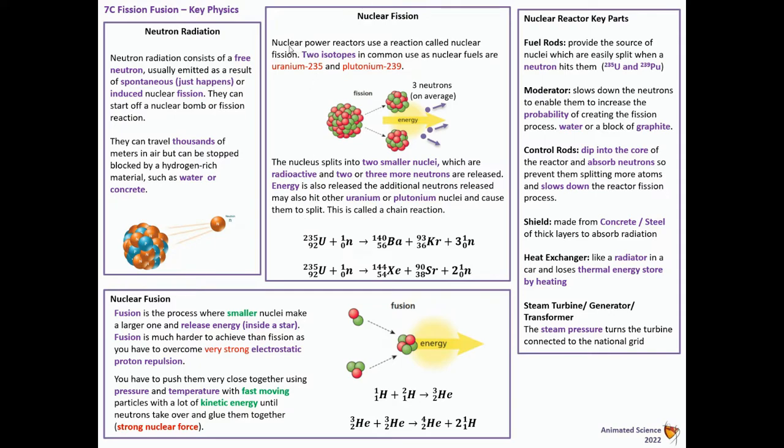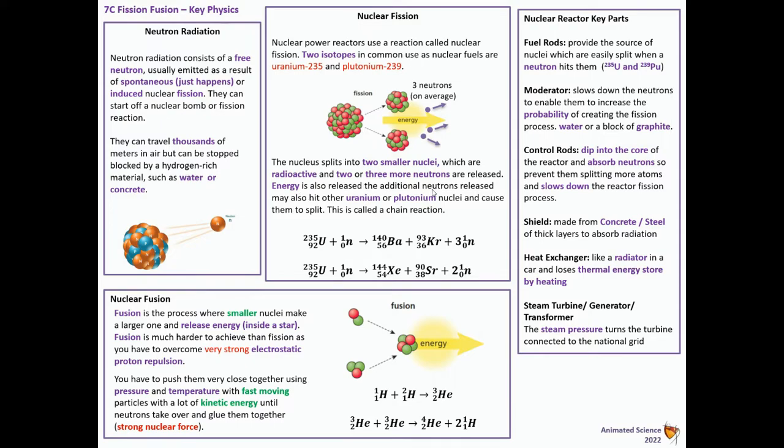Well, in a nuclear power reaction, we use a reaction called nuclear fission, and 2 isotopes in common use for nuclear fuels are uranium-235 and plutonium-239, which you should know. What happens is the nucleus splits into 2 smaller nuclei, often krypton and barium. So there's a ratio of about 2/5 to 3/5 in the split. They are radioactive. They release generally 2 or 3 neutrons, which are released into the environment.